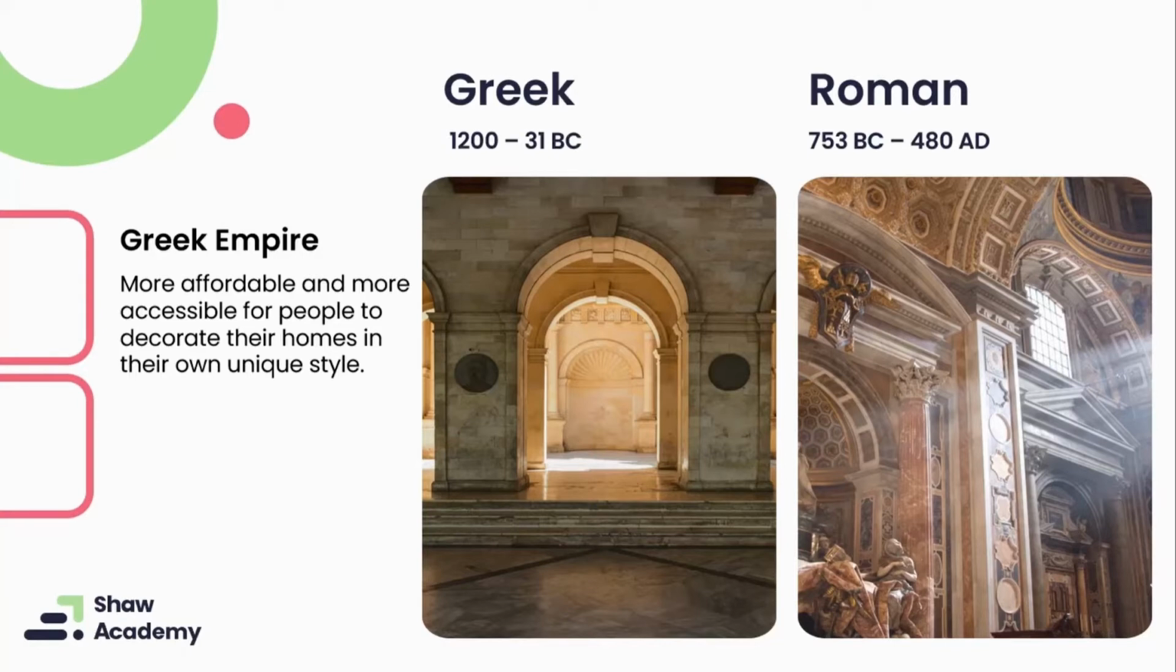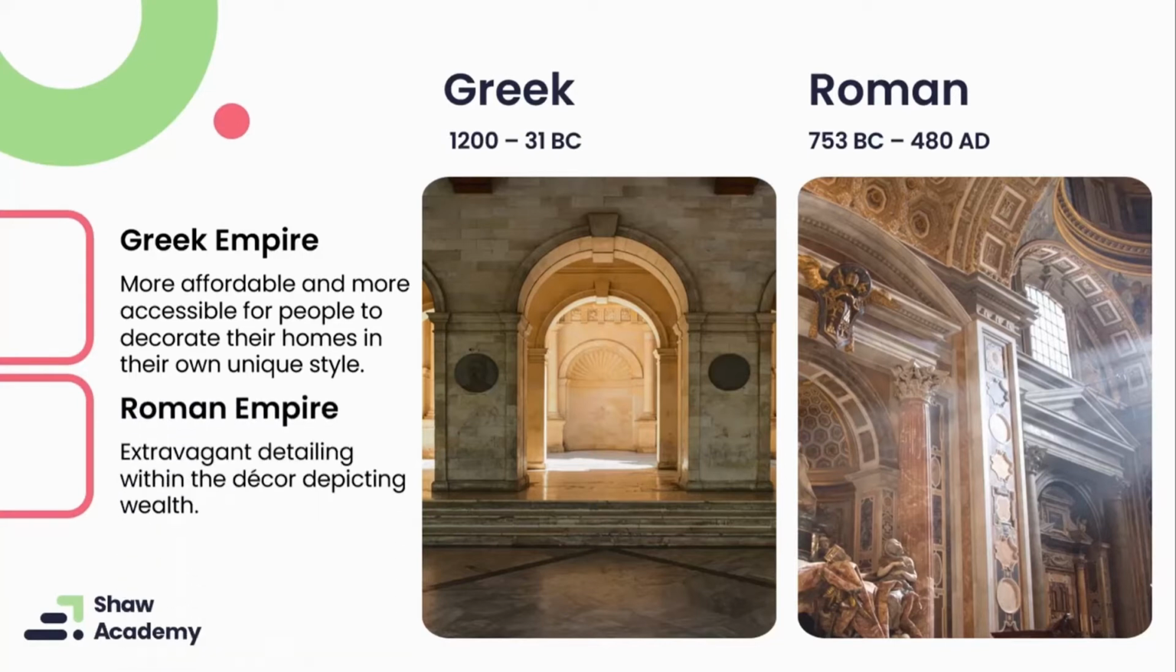Then we move on to our Roman Empire, which dates from 753 BC to 480 AD. During this Roman Empire, we see that it wasn't enough for the wealthier class to show their wealth and power through their homes, but also through their decor. Decor such as murals, mosaics, and extravagant furnishings were used within their interior spaces.